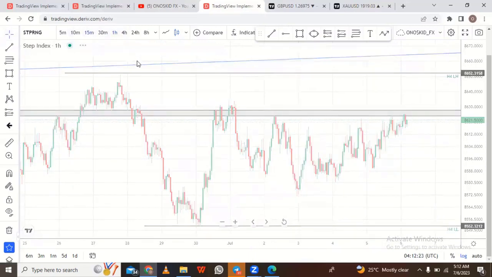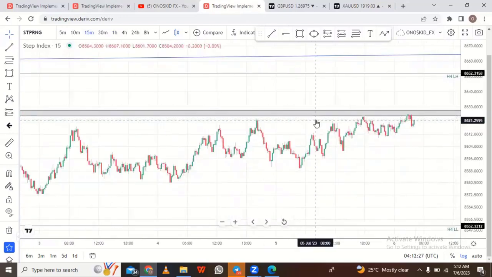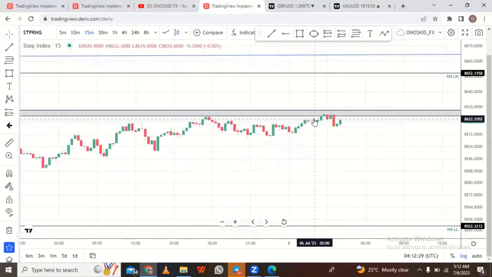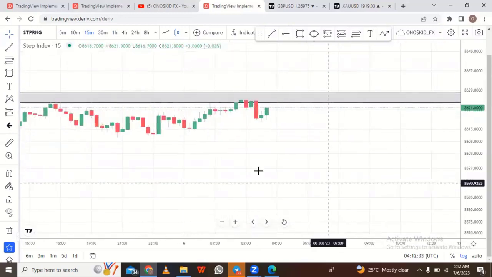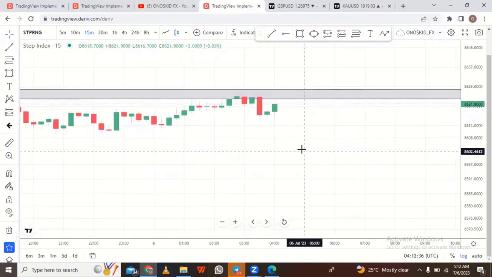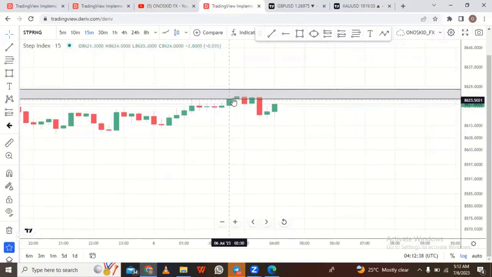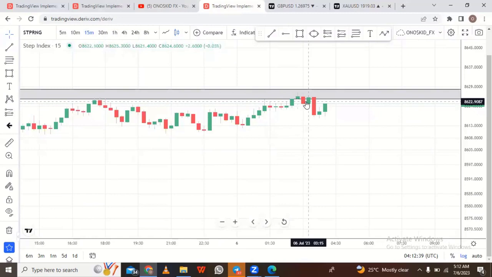All right, so let me go down to the 15 minutes to see if I can have a good sell entry. Wow, you can see what even the candles are telling us here. Look at this particular candle. This is more like an inverted hammer or shooting star, some people may call it, although it still closed bullish.